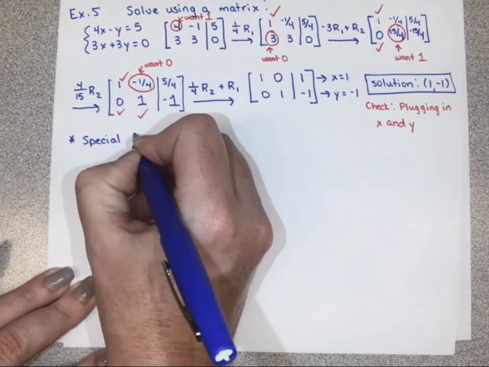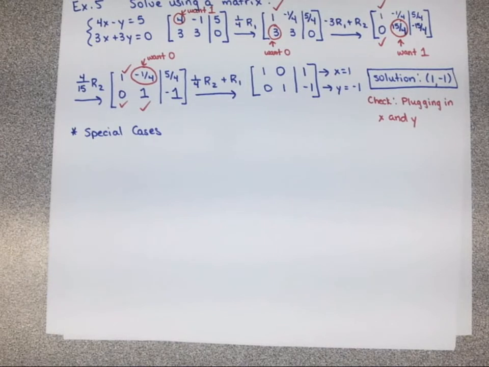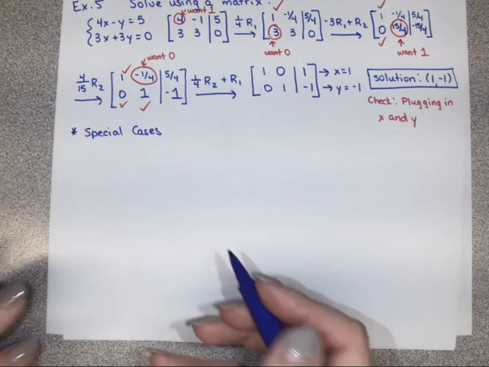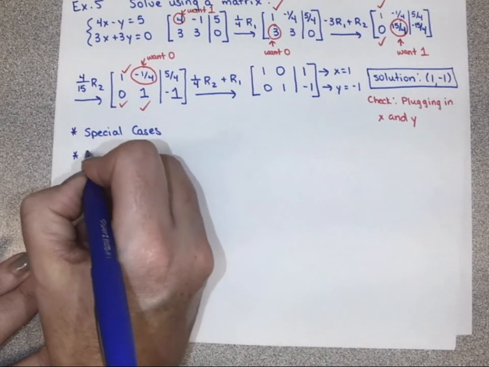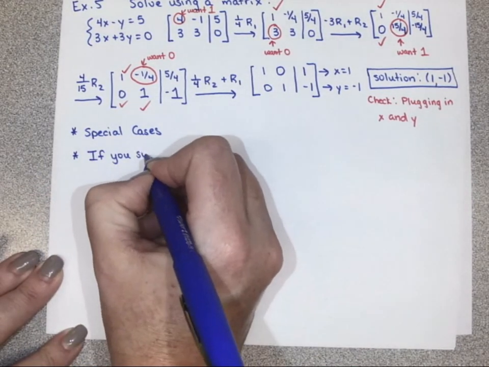All right, so we are going to look at some 3 variables in just a minute. But let's look at our special cases. I don't know if you remember what our special cases are, but remember, you can get an answer of no solution, or you can get an answer of infinitely many solutions.